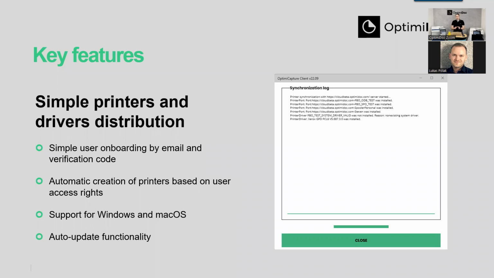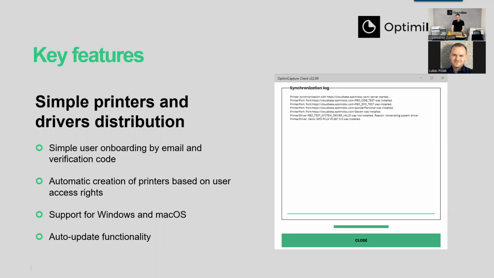Also, we focused on easy onboarding. What it means is that we don't ask the users for some complex authentication method. What they need to do is just enter the email address. They receive a verification code in their mailbox. And thanks to this, they automatically authenticate against the OptimiDoc Cloud data center and start to print.